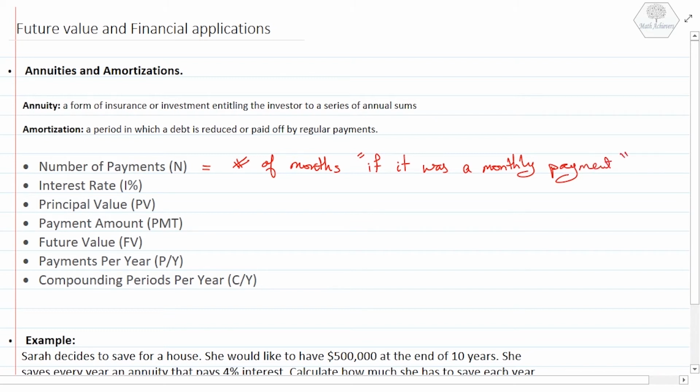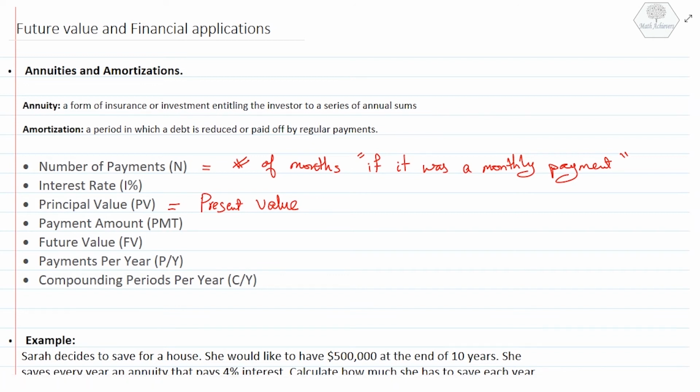The second thing that we have to know is the interest rate, mainly the nominal interest rate. And we have the principal value. The principal value is the same as, we call it, the present value. And we have the payment amount, how much we will be paying. And we have the future value and payments per year. If it's monthly, then I have 12 payments per year. And the compounding periods per year is how many compounding periods per year do I have.